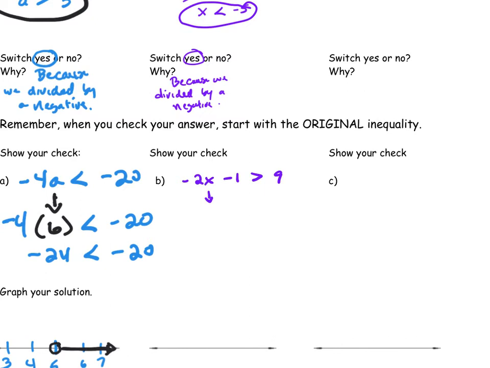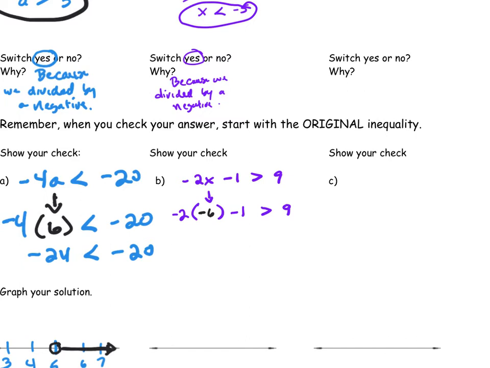So I need to choose a number that's less than negative 5. So I'm going to choose negative 6. And I have to multiply this by negative 2, and then from that I have to subtract 1. And if my solution is correct, all of that will be greater than 9.